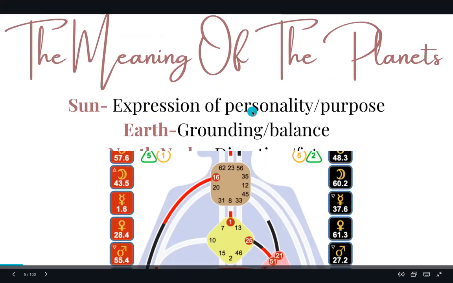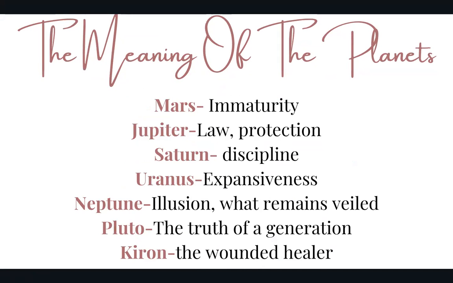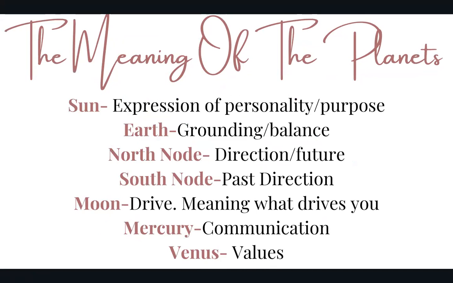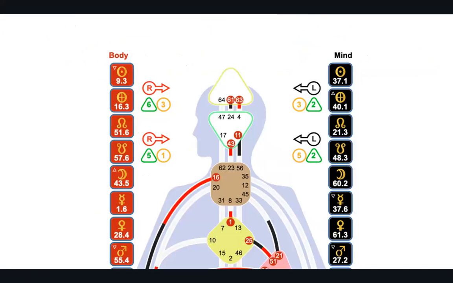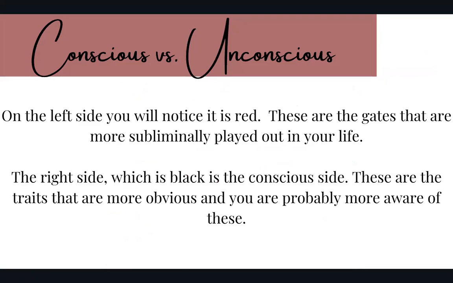So look at these different meanings. Maybe you want to know what some of your values are. Maybe you want to know the truth about it. Maybe you want to know what's expansiveness, or maybe you want to know what grounds you. Break your chart down, pull up your chart, look at it, and pay attention to these different gates and understand what they mean, and then determine how they're showing up or playing out in your life. Okay. Remember, we have that unconscious side where we're not as aware of them. They play out more subliminally. And then we have that conscious side where we're more aware and they play out.